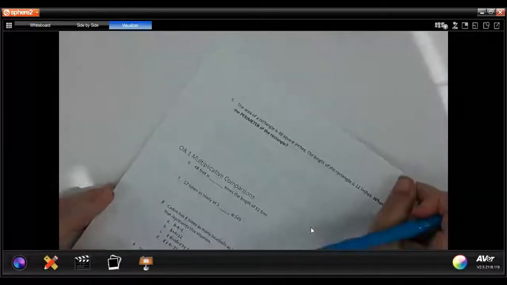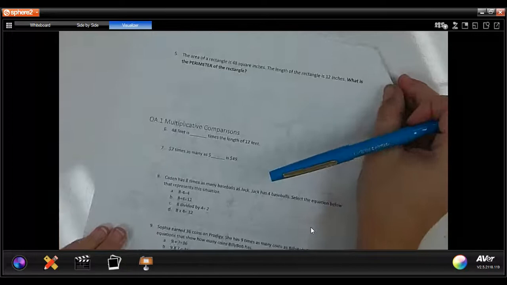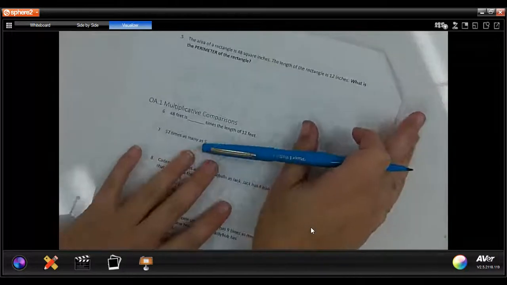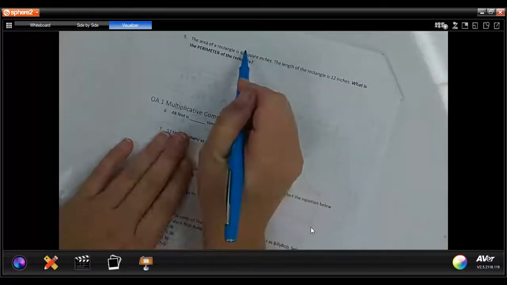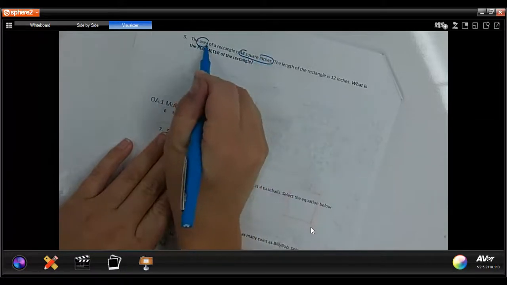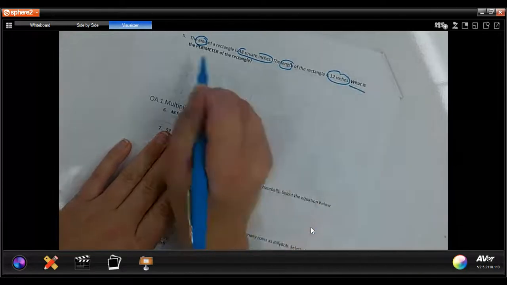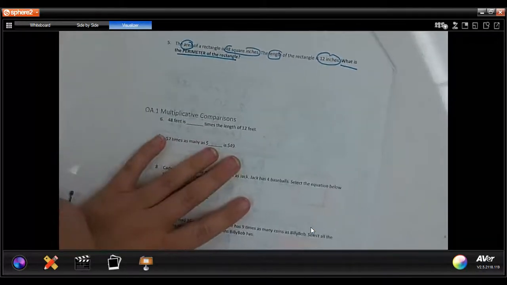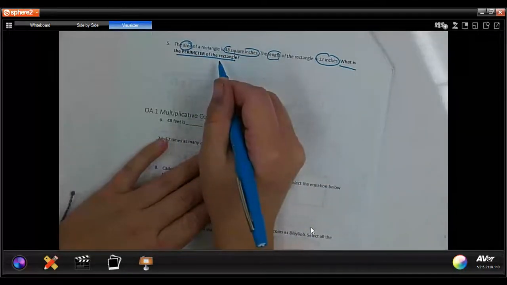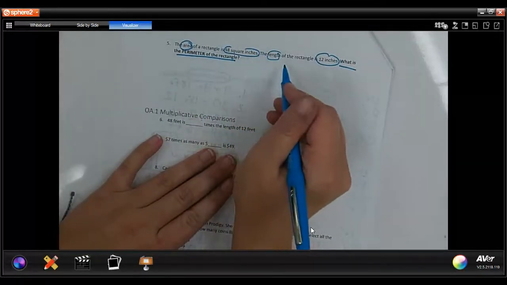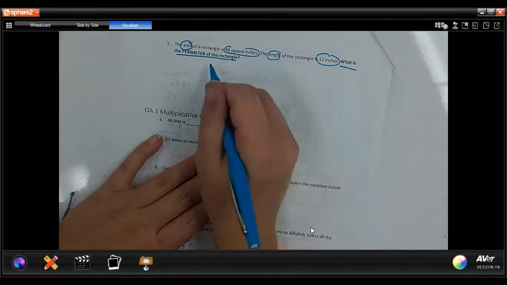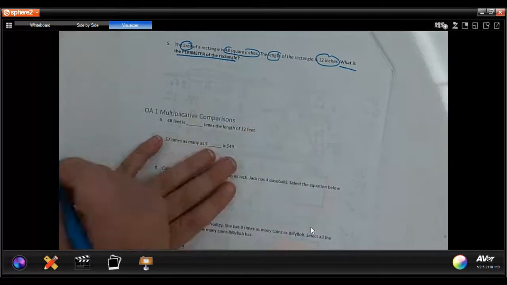There is one more area and perimeter problem on the next page. This one says the area of a rectangle is 48 square inches. That's the area. The length of a rectangle is 12 inches. What is the perimeter of the rectangle? Okay, this one might be the trickiest one because it's talking about first area, and it's giving me the area, it's giving me the length, and then it's asking me about perimeter. But we could definitely solve this.